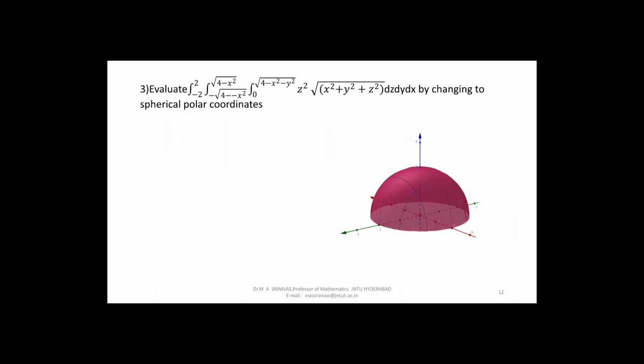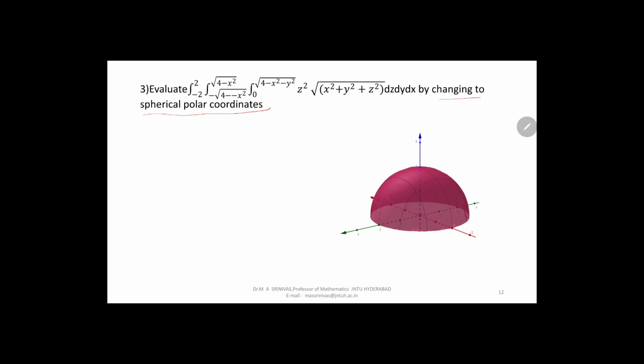Coming to the third one, evaluate this. For the time being, you don't see that figure there. The limits are minus 2 to 2, minus root 4 minus x square to plus root 4 minus x square, and 0 to this. This is the integrand he has given. The previous two problems he described and gave the region, but here he has simply given a triple integral and is asking to evaluate it, not straight away but by changing into spherical polar coordinates.